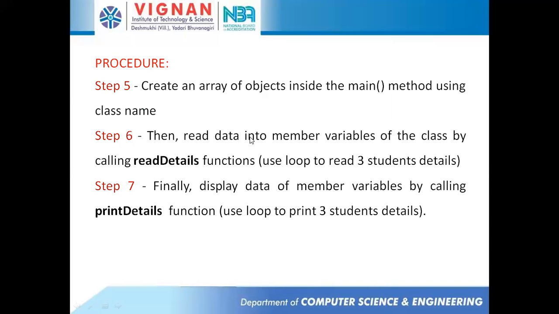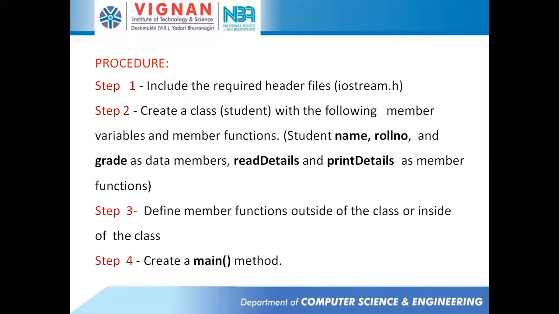So how to write the code here? First, what we need to do here: include the required header files, then declare the class here. The class consisting of what here? Student name, student number, and grade as the member variables, and read details and print details as member functions here. The read details function will take the inputs from the user, and print details function will display the result here, right? And after class declaration is over, then define the member functions, right?